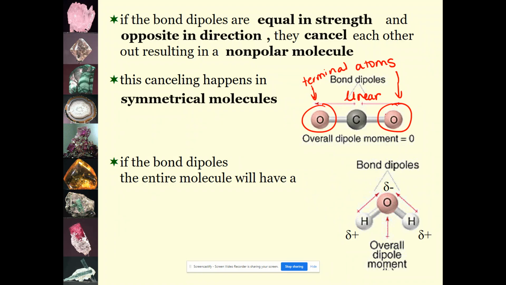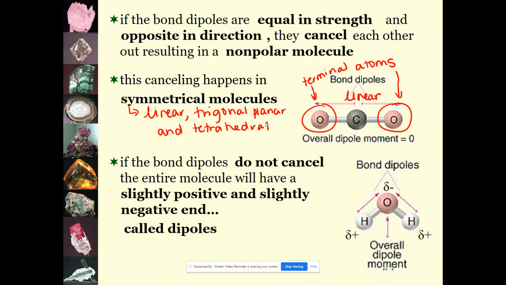So if your terminal atoms are the same and it's a symmetrical molecule, the symmetrical molecules are linear, trigonal planar, and tetrahedral. Those three shapes can cancel their bond polarities if all of the terminal atoms are the same, so that they're pulling with equal strength. Bent and pyramidal do not have the ability to cancel because they're not pulling in opposite directions.